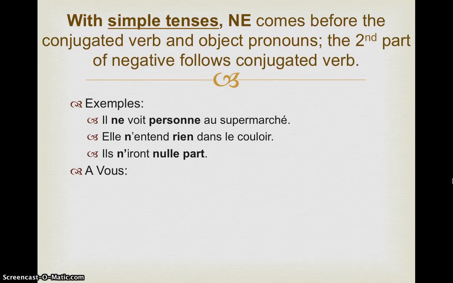So with simple tenses, the ne comes before the conjugated verb and any object pronouns if there are any, like the me and the te and the le and so on. The second part of the negative expression comes after the conjugated verb. So you've been doing this with ne pas and ne jamais, but here are three more examples.